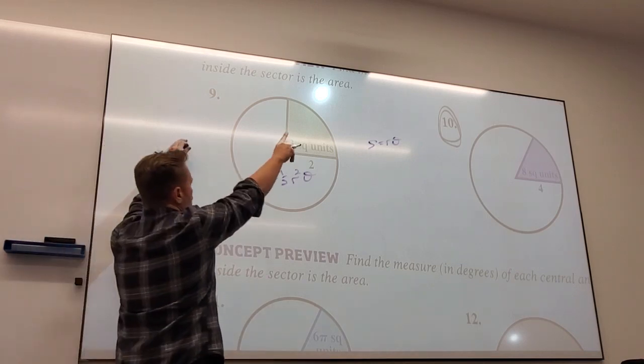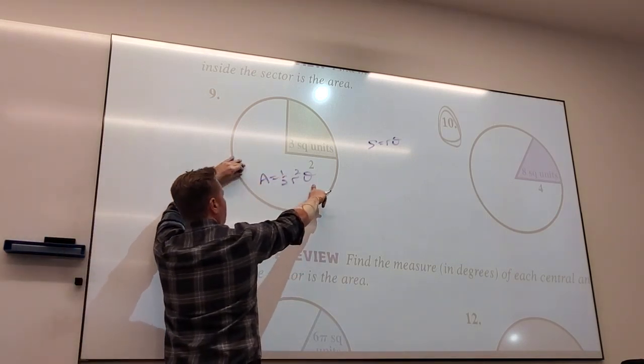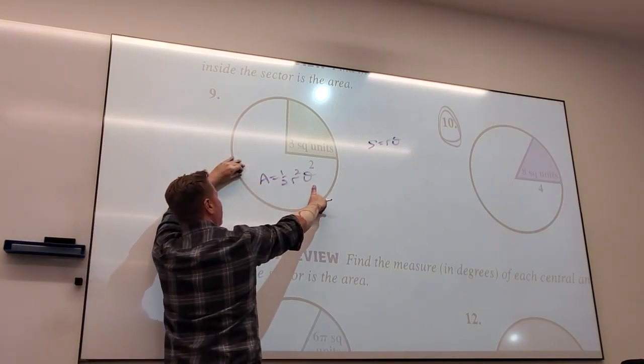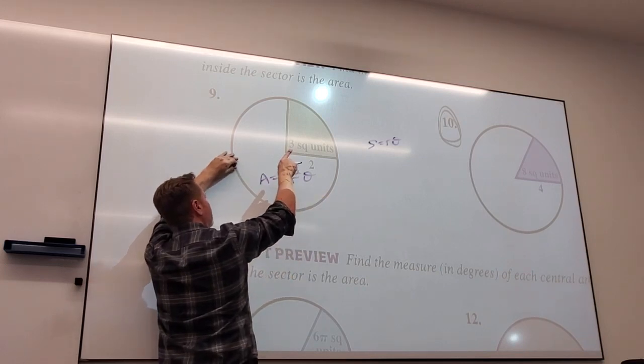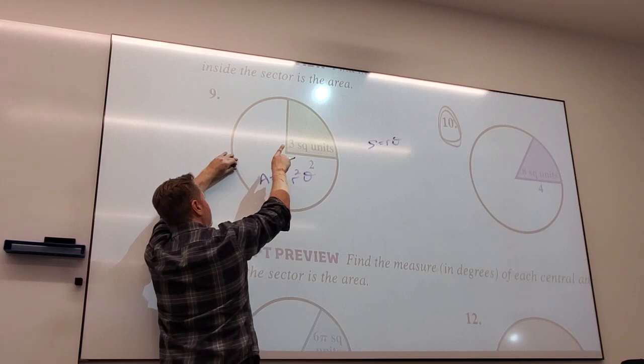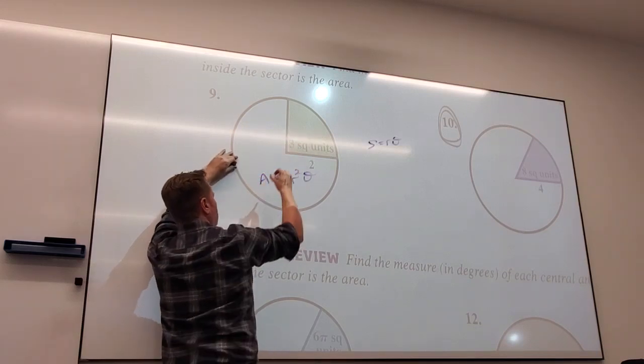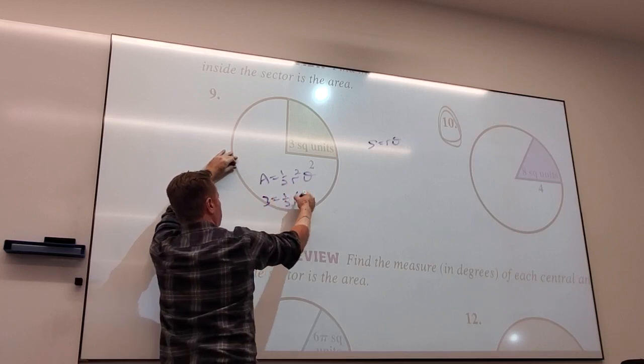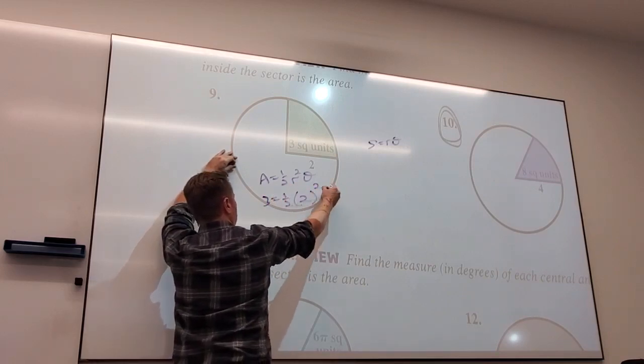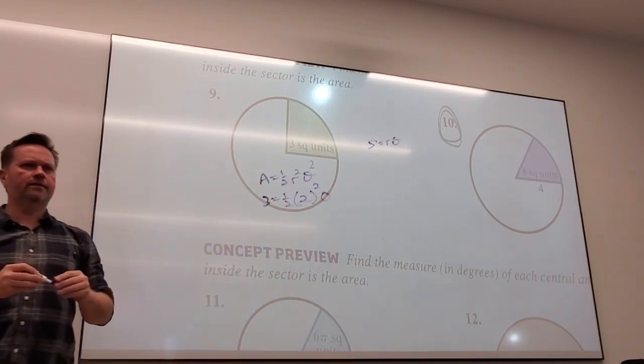So what do they tell me that I can shove into this formula? What's the area? Did they tell me the area? Yeah, 3 square units, so 3. What's the radius? 2. Can you solve for theta? That's really all that is.